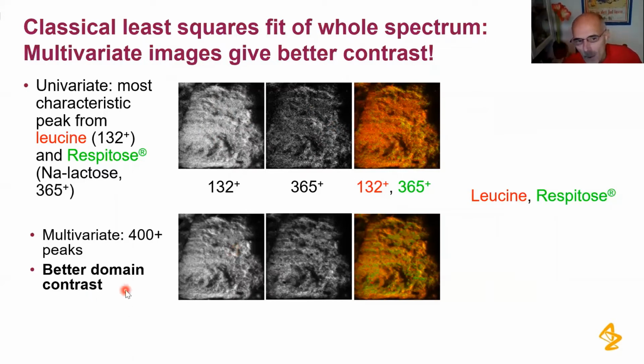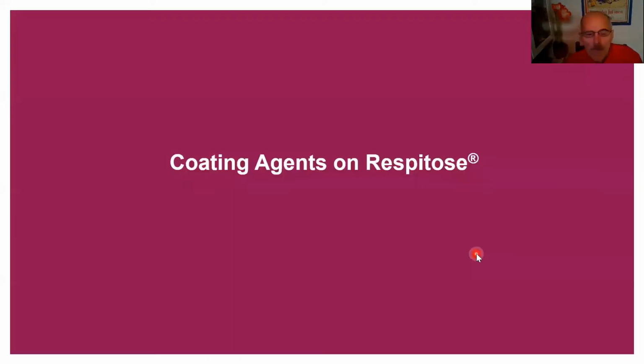But if we take the whole spectrum of both the leucine and the lactose, and then fit each one of the pixels, because each one of the pixels has a spectrum behind it, we fit each one of those pixels to this whole spectrum, then we get much better contrast. So we can see the leucine on the mountaintops and the valleys of the respiratose not yet coated with leucine.